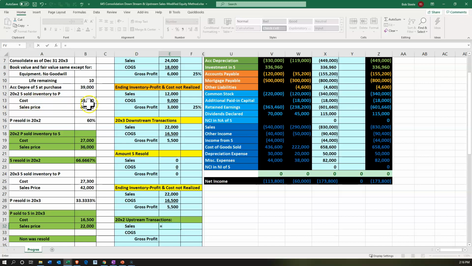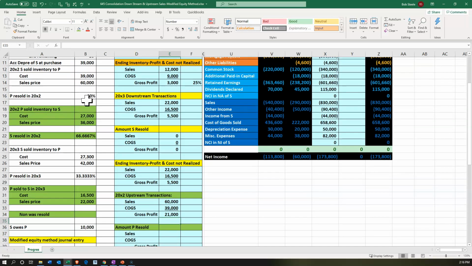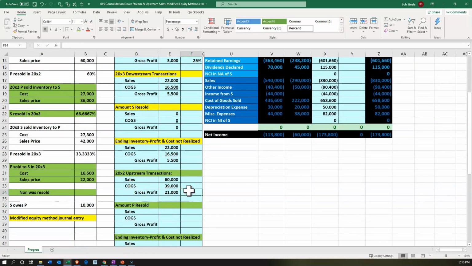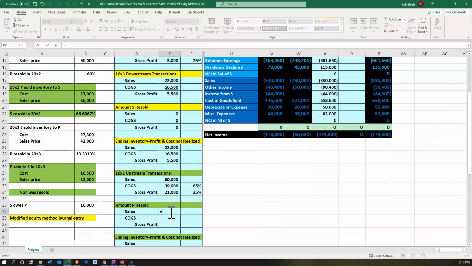For S sold to P, 60,000, and the cost of goods sold was 39. So there was a gross profit on the intercompany sale, upstream in the prior year, of 21,000. Gross profit percent then is 35%, and cost of goods sold as a percentage of sales is going to make that a percentage, 65%.